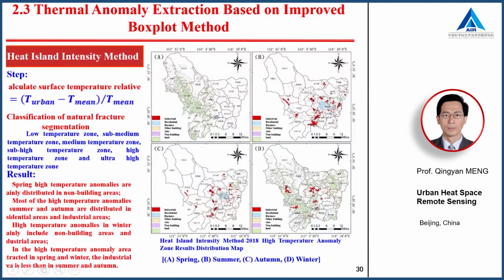The anomaly zone distribution. This is the spring, summer, autumn and winter. The spring high temperature anomalies are mainly distributed in the non-building area. Most of the high temperature anomalies in the summer and the autumn are distributed in the residential and the industrial area. And the high temperature anomaly in winter includes the non-building area and the industrial area. In the high temperature anomaly area, the industrial area in the spring and in winter is less than in the summer and autumn. You can see from the picture.